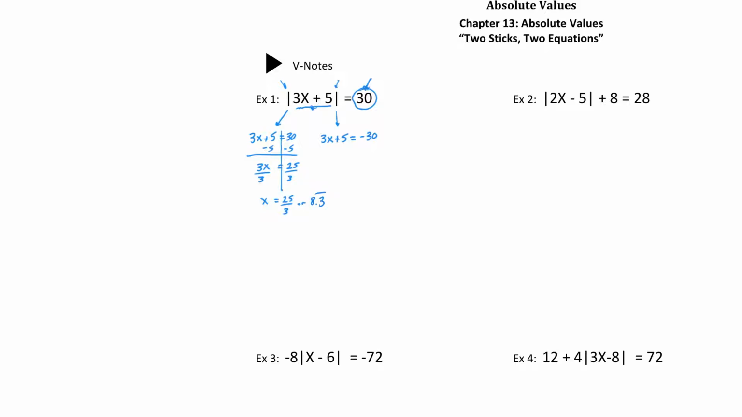Now the other side. Again, same old, same old. Get rid of the junk. So we get 3x equals negative 35, and divide by 3. X equals, and again this turns into, if you want a decimal, 11.6 repeating. So with absolute values you are going to have 2 answers. They are not necessarily both positive or both negative, or one positive and one negative. It's either or, just solve like we normally do.